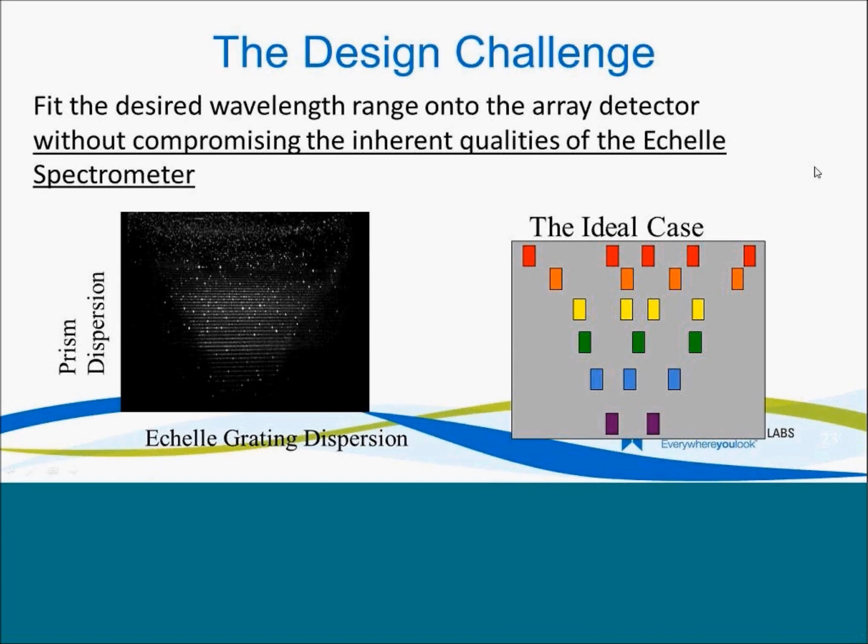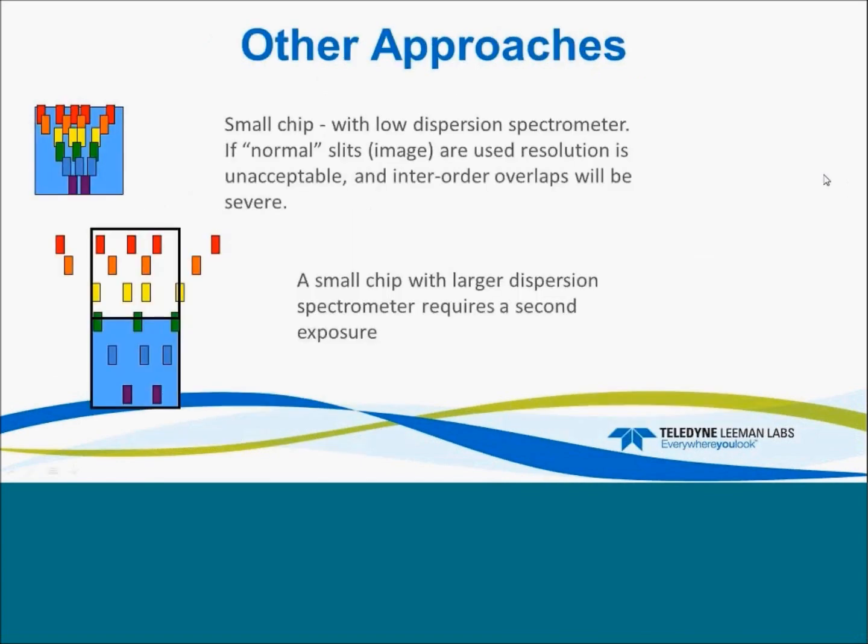So the ideal case is I can fit everything on with one reading, from my shortest wavelength up to my longest. Right? Other approaches, if you have a small chip with a low dispersion spectrometer, there's a lot of order overlap. It's not really very usable in that case. Or you can go with a smaller chip with better dispersion, but now the spectrometer is going to require two exposures to cover the entire spectrum.